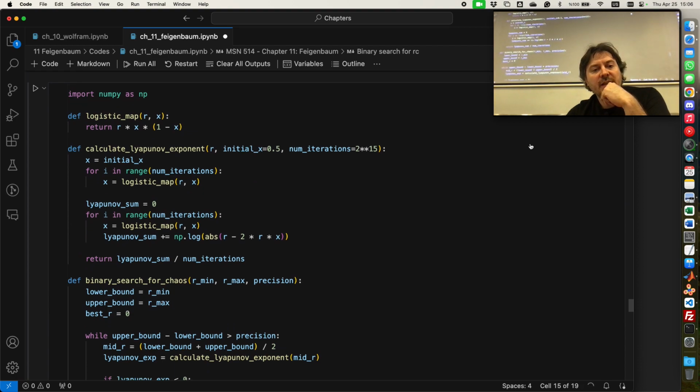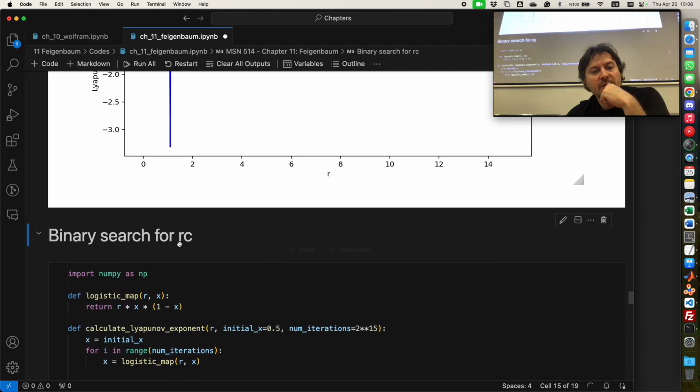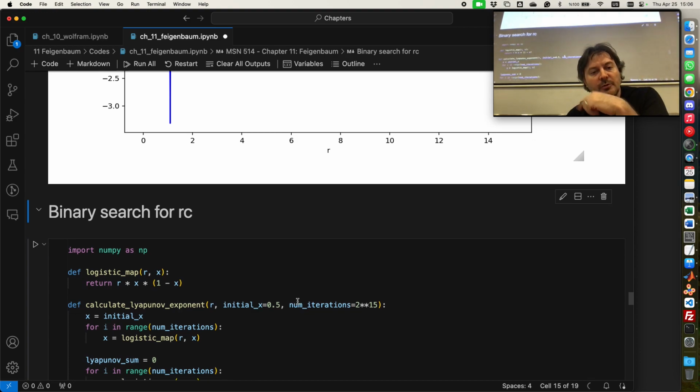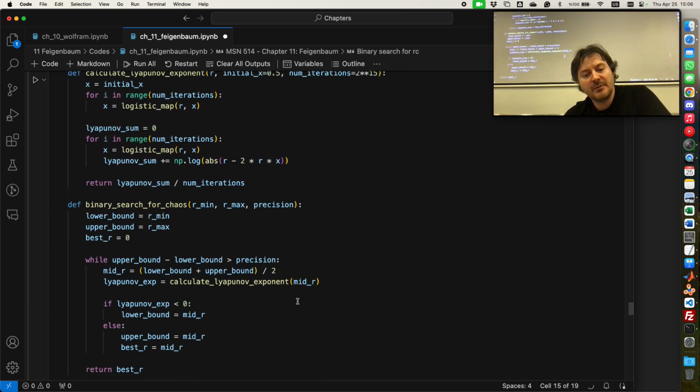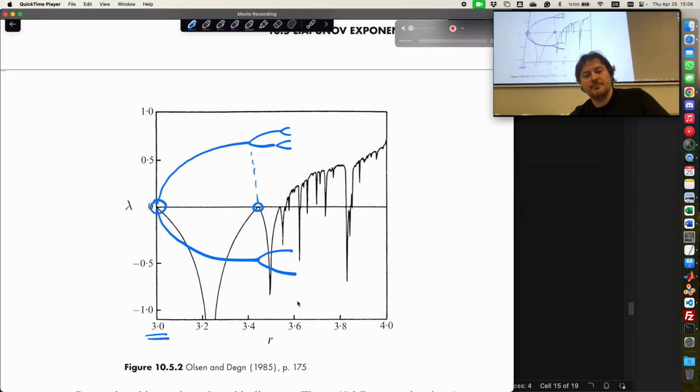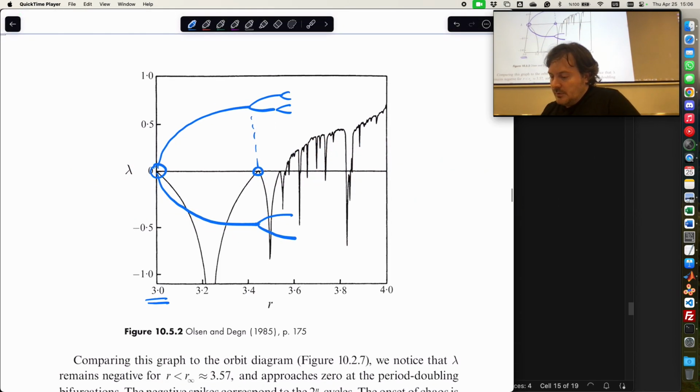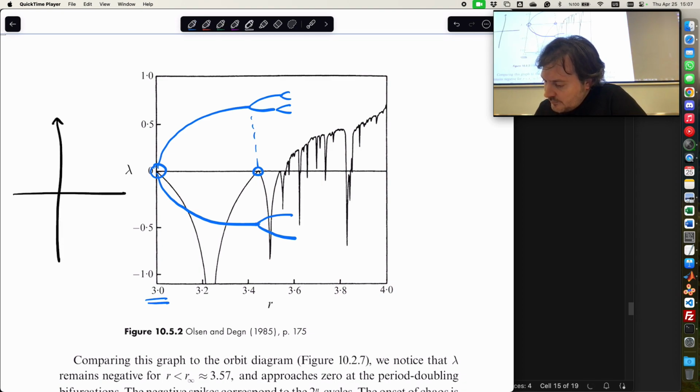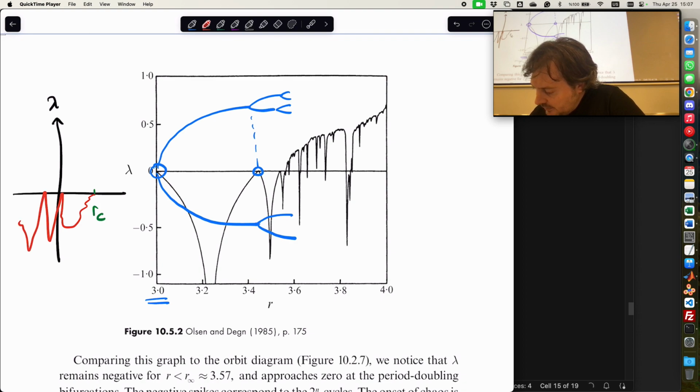So I can find the exact position of the critical point where it turns to positive by binary search. Let me explain what binary search is for those who don't know. So what do I expect? I have this Lyapunov exponent, and when I hit RC, over here it's negative, and sometimes it goes to 0, etc. Here it becomes positive. Okay?